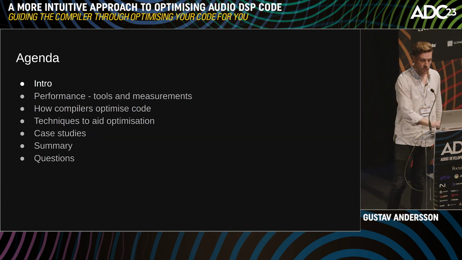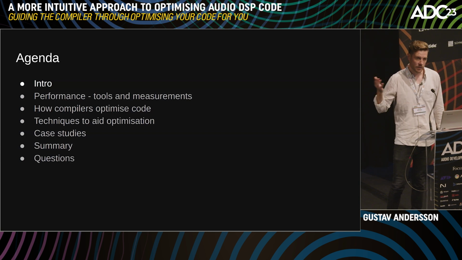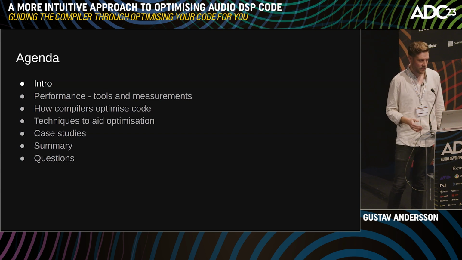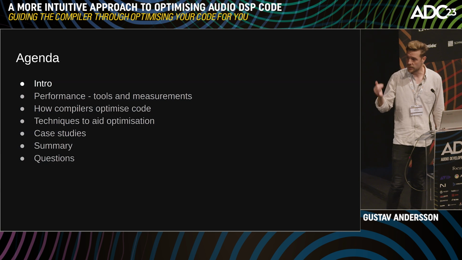So I will cover the intro. This is where we are right now. I will go a little bit on what we mean by performance, very briefly on what compilers do to make that code go faster, and then we'll look into some techniques you can use, and a few more detailed case studies where there will be a bit of code.